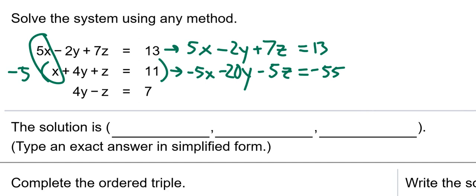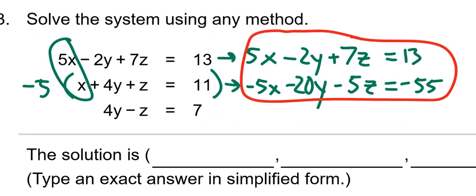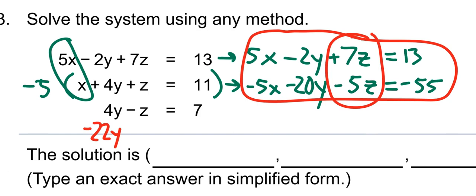Okay, what do we get when we add these equations together? Maybe I should write it under here. Add those two equations together. What do we get for the y's? -20 what y's? -22 y's. What's 7z minus 5z? 2z. Or maybe not 2z. That is the question.